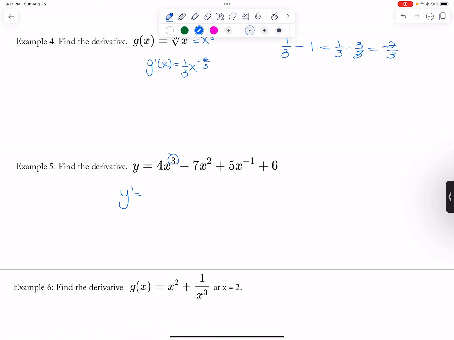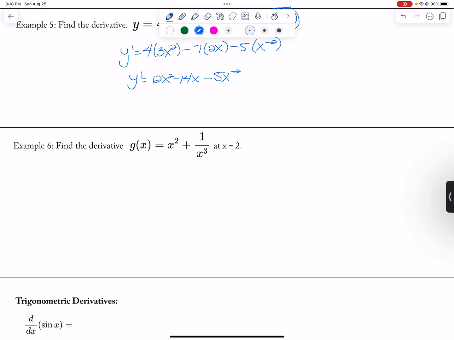Y prime, bring the 3 down, reduce it by 1, so 4x squared. Bring my 2 down, so that's minus 7. Oops, I didn't even multiply that out. I don't know what I'm doing. 4 times 3x squared minus 7 times 2x minus 5 times x to the negative 2. And then the derivative of 6 is just 0. So y prime is 12x squared minus 14x minus 5x to the negative 2nd power.